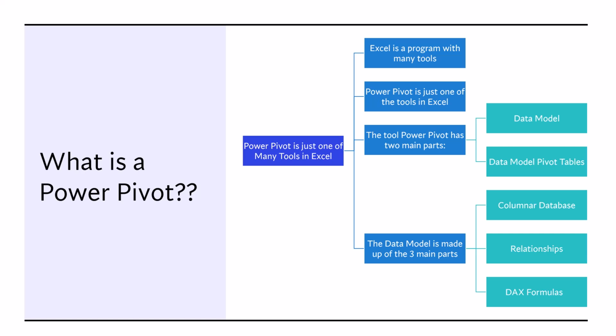Again, when I go for Power Pivot, it breaks the data into two major parts. One is called the data model, another is called the data model pivot table, and the data model is further broken into 2 or 3 different dimensions, where we can talk about a columnar database. We talked about the relationship a little bit yesterday, and we never talked about DAX functionality. Again, for the DAX functionality, I have to really dig deep into how I'm going to use this data.